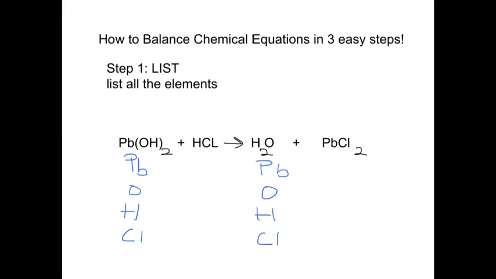Let's take a look at this equation that we have here. It looks pretty complicated, but it's really not. The elements that we have on the left-hand side are lead, oxygen, hydrogen, and chlorine. Because of the law of conservation of mass, you can expect to have the same elements on the product side. So you see that we have lead, hydrogen, oxygen, and chlorine.